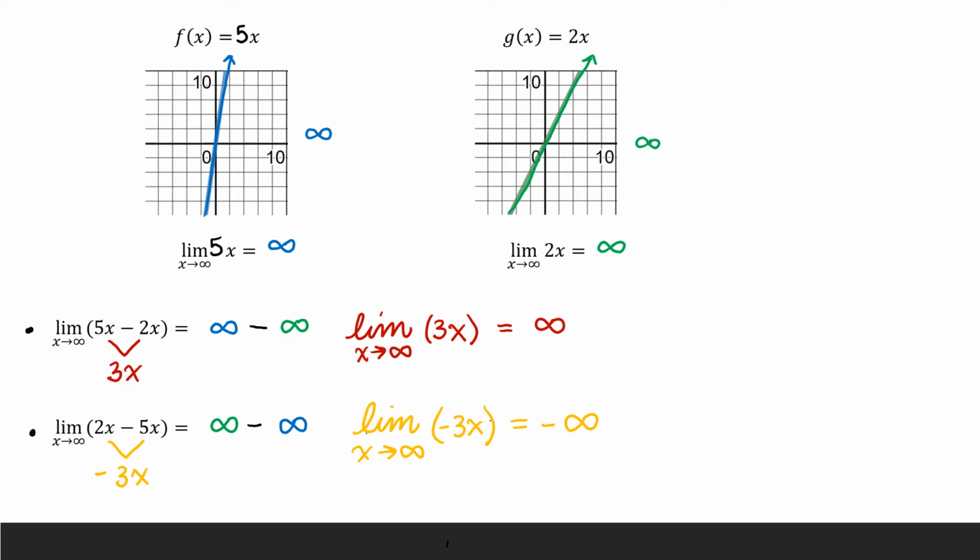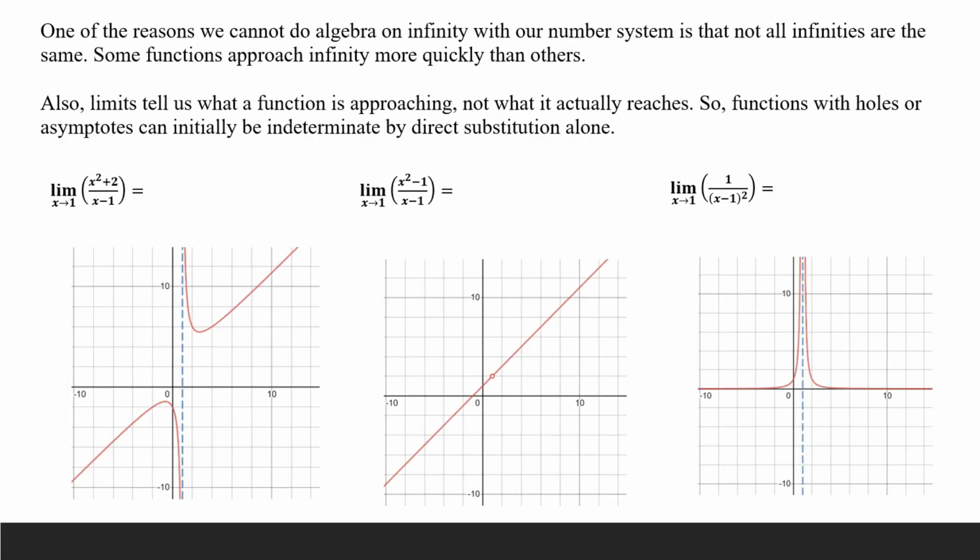Sometimes the do more work is as simple as combining like terms. Sometimes it gets a little more complex. So again, one of the reasons we cannot do algebra on infinity in our number system is that not all infinities are the same. Some functions are approaching infinity much more quickly than other functions. Also, limits tell us what a function is approaching, not what it actually reaches. So functions with holes and asymptotes can often be indeterminate if we just try direct substitution.